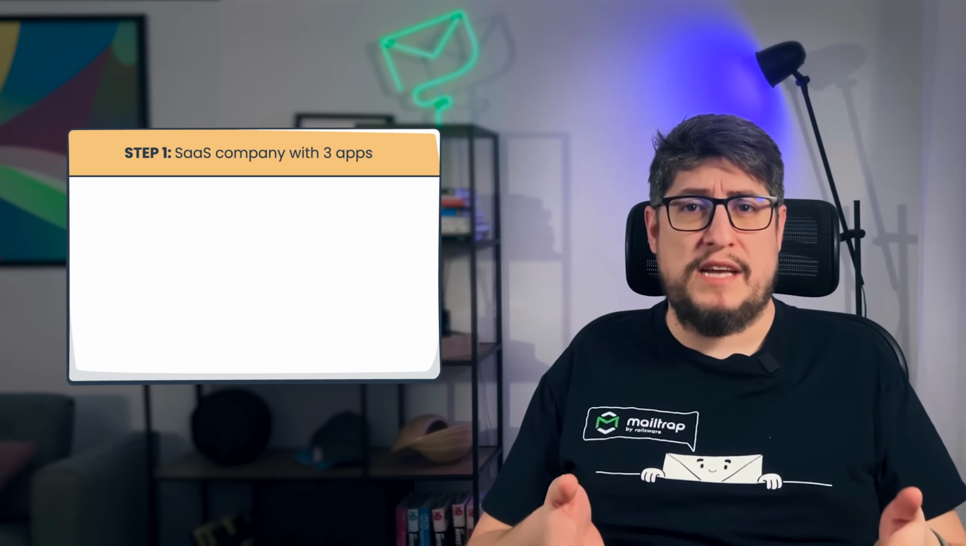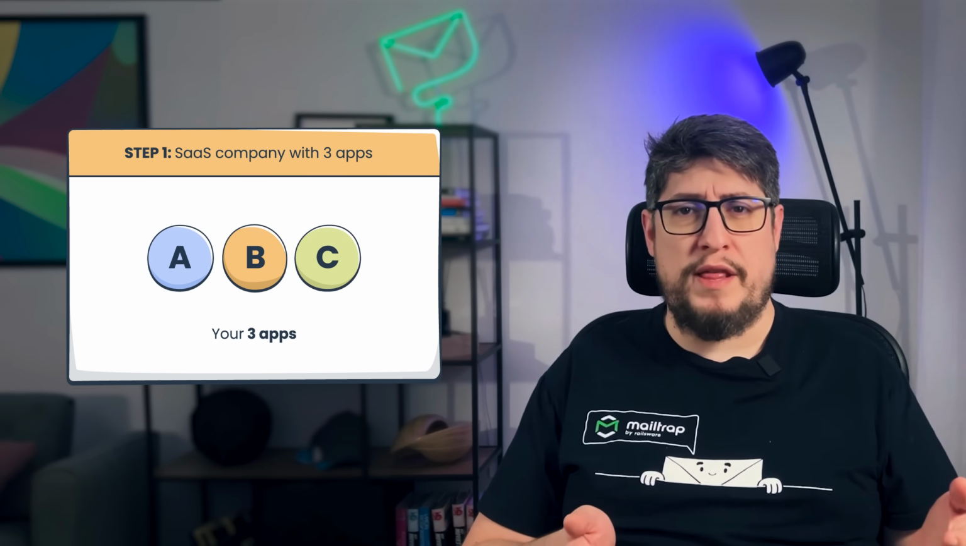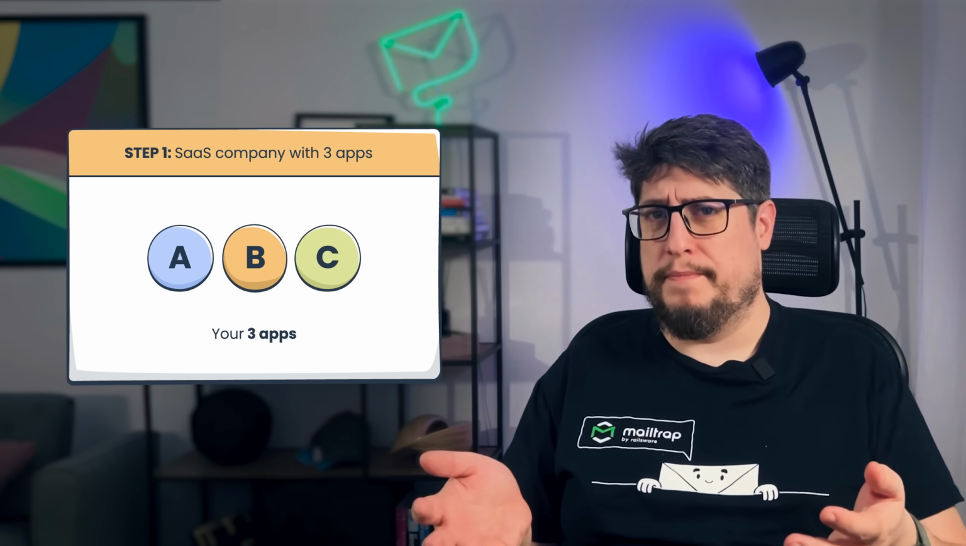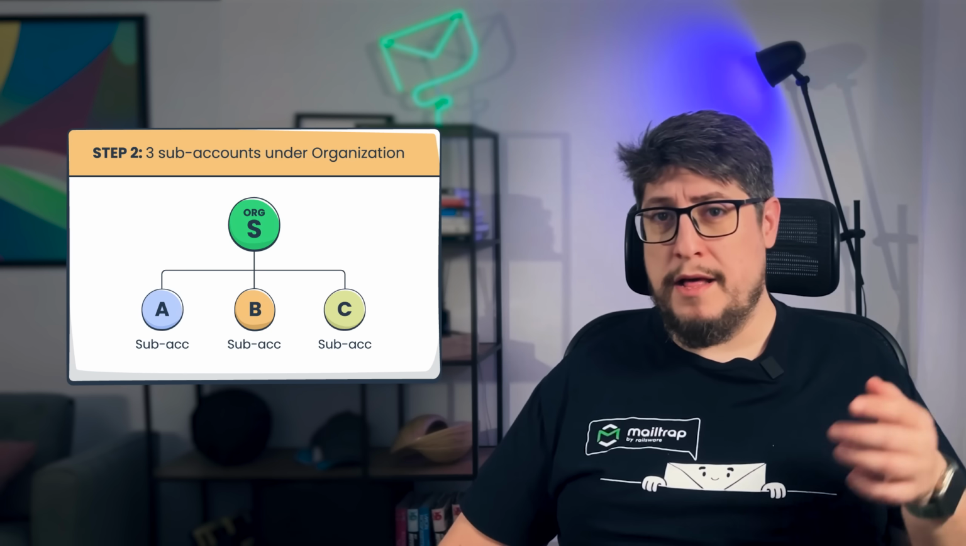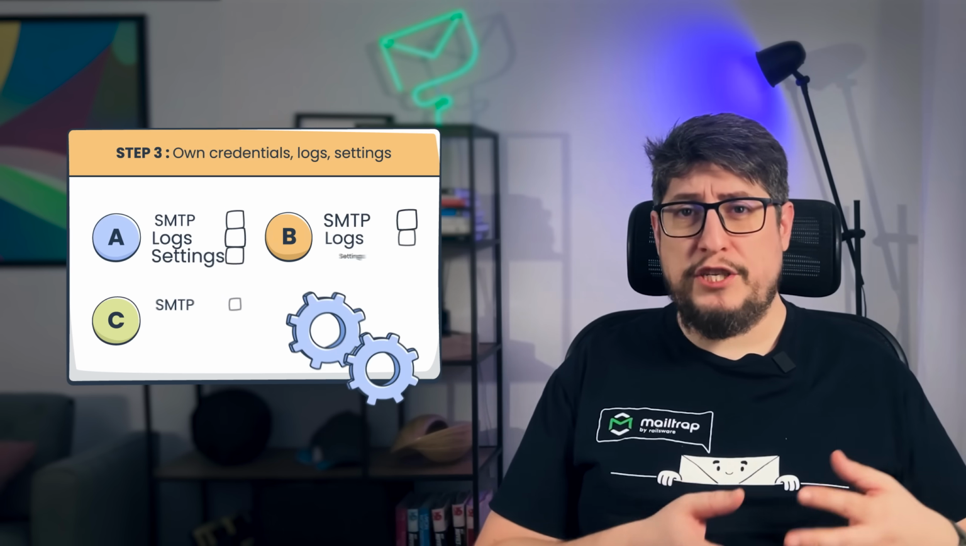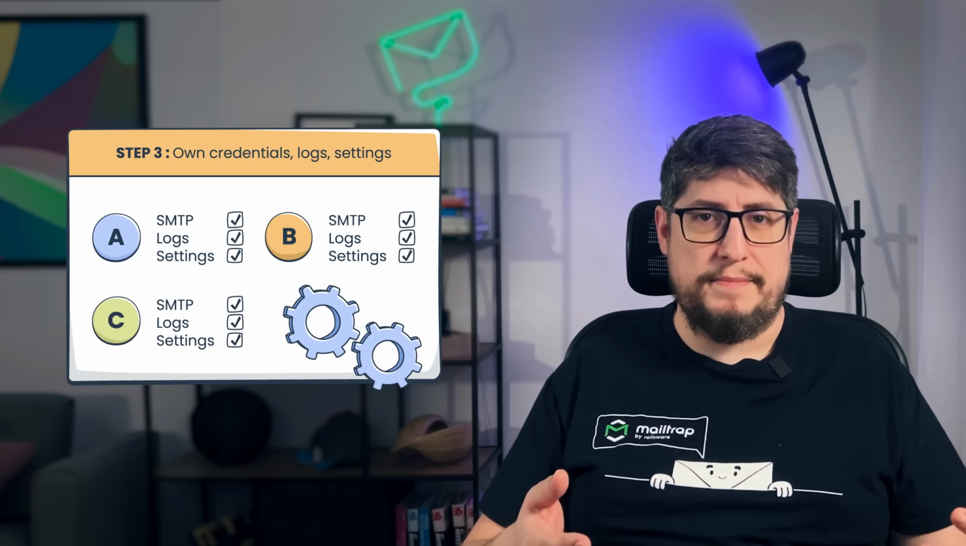Imagine you're running a SaaS company with 3 different apps, A, B, and C. Let's assume that the department that names them is on vacation. So, you create 3 sub-accounts under your organization. This way, teams for each of the apps can have their own SMTP credentials, email logs, and settings.